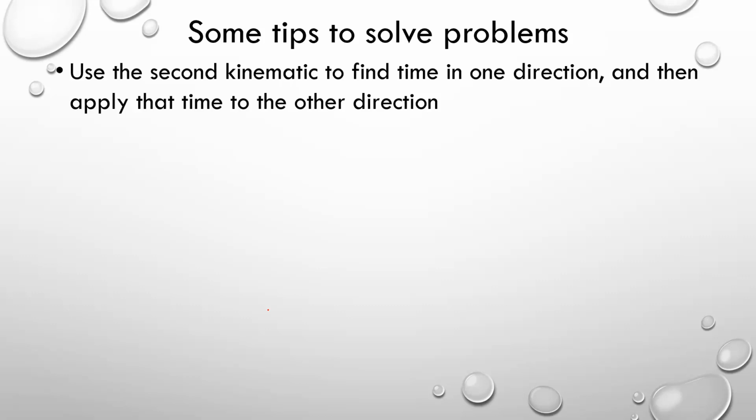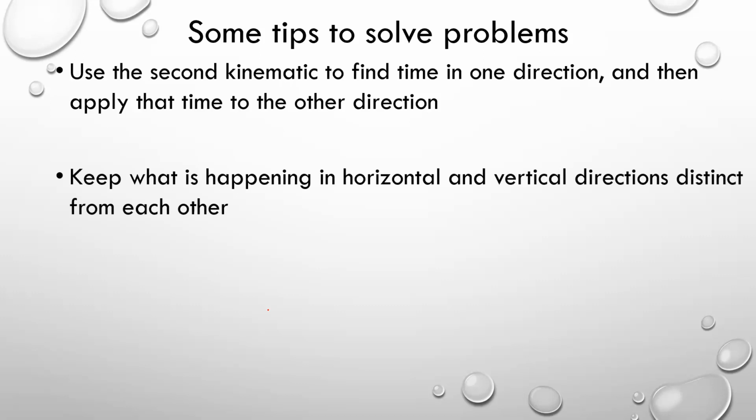Generally, you want to use the second kinematic to find the time in one direction, so the x or y direction, and then apply that time to the other direction. You want to keep what is happening in the horizontal and vertical directions distinct from each other.